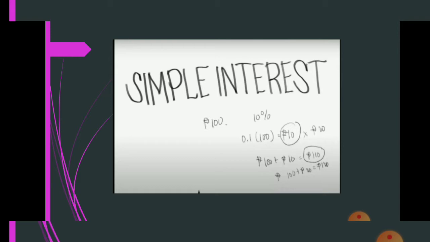If ever na hindi mo nabayaran ang iyong utang sa 1 year na iyon, kung nabayaran mo siya in 2 years, so magiging 20% ang iyong interest. So, ganun din yung procedure. Papalitan lang natin yung 0.1 ng 0.2. So, 0.2 times 100 is 20. So, yung utang mo is 100 plus 20 is equals to 120. So, 120 yung kabuuan na mababayaran mo sa iyong kaibigan.